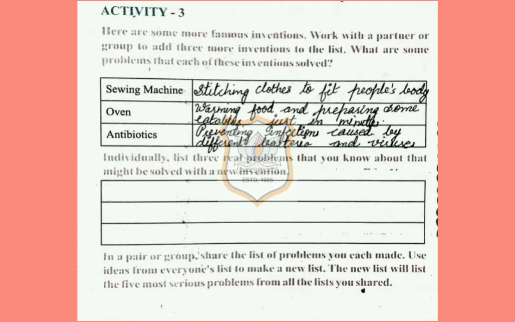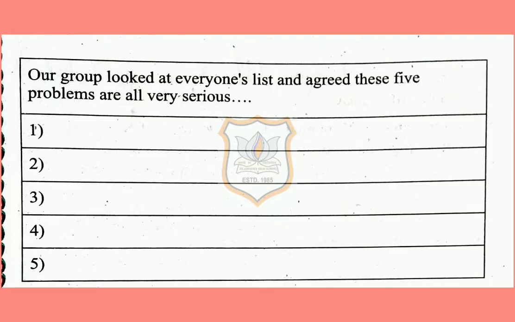In a pair or group, share the list of problems you each made. Use ideas from everyone's list to make a new list. The new list will list the 5 most serious problems from all the lists you shared. So next, you have to write down the problems that can be solved with the inventions, and you have to list out 5 problems from that list, and write them down in the box given below.